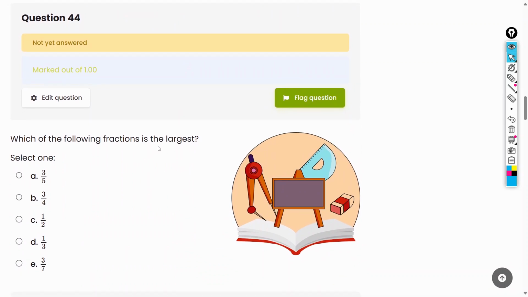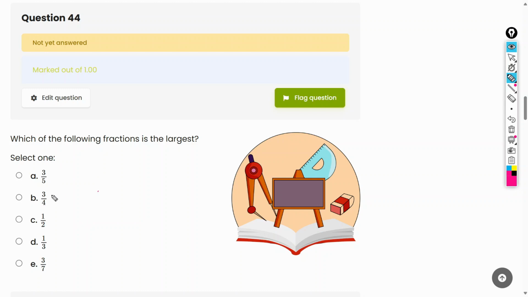Which of the following fractions is the greatest? Now, it's difficult to tell by just looking at them, but we can make that easy for ourselves by giving them a common denominator.